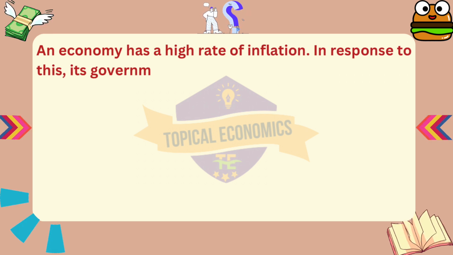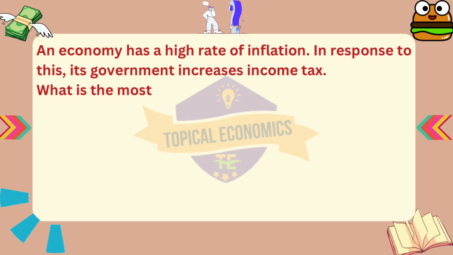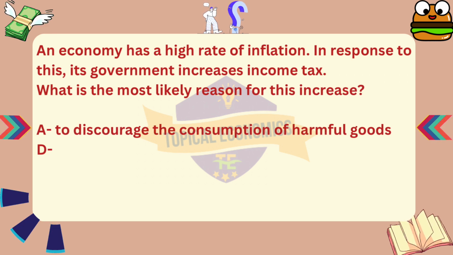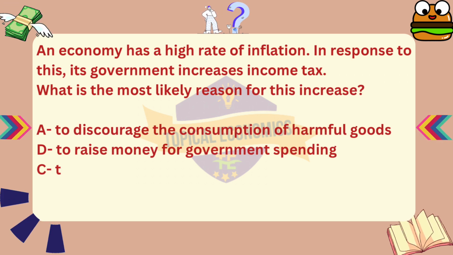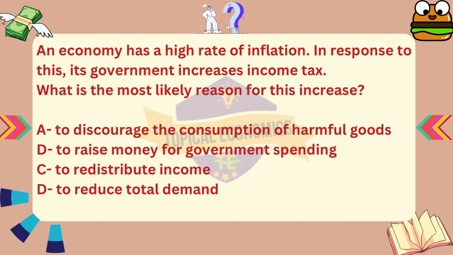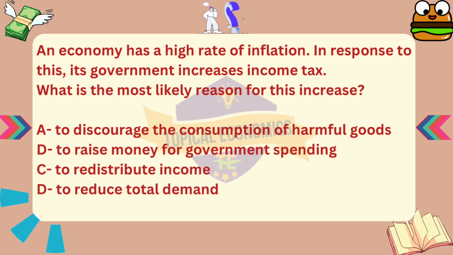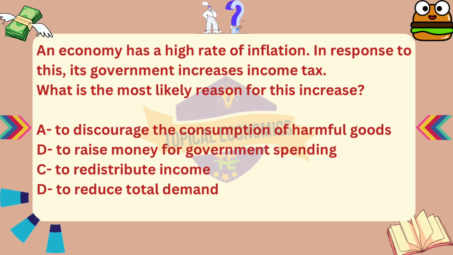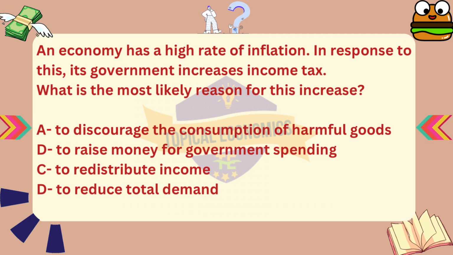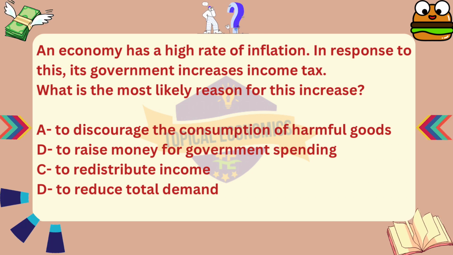An economy has a high rate of inflation. In response to this, its government increases income tax. What is the most likely reason for this increase? A. To discourage the consumption of harmful goods. B. To raise money for government spending. C. To redistribute income. D. To reduce total demand. Reference: 2021 May-June version 1. The correct answer for this question is option D.